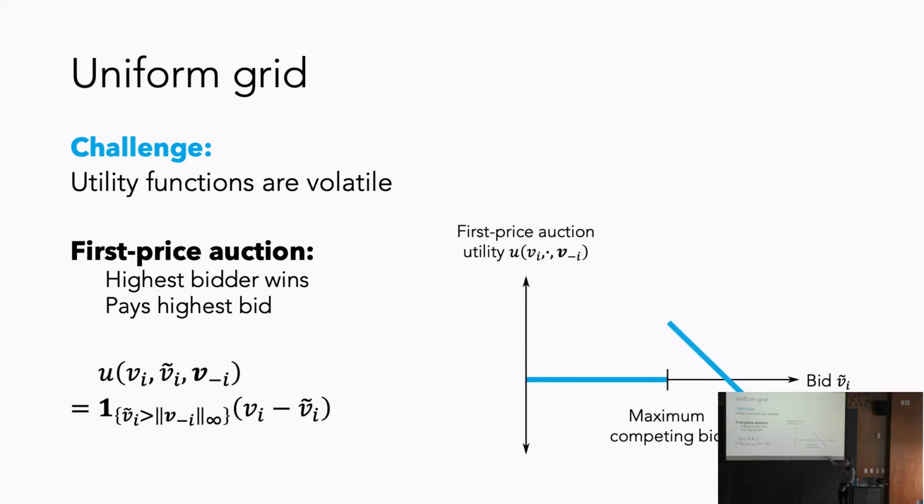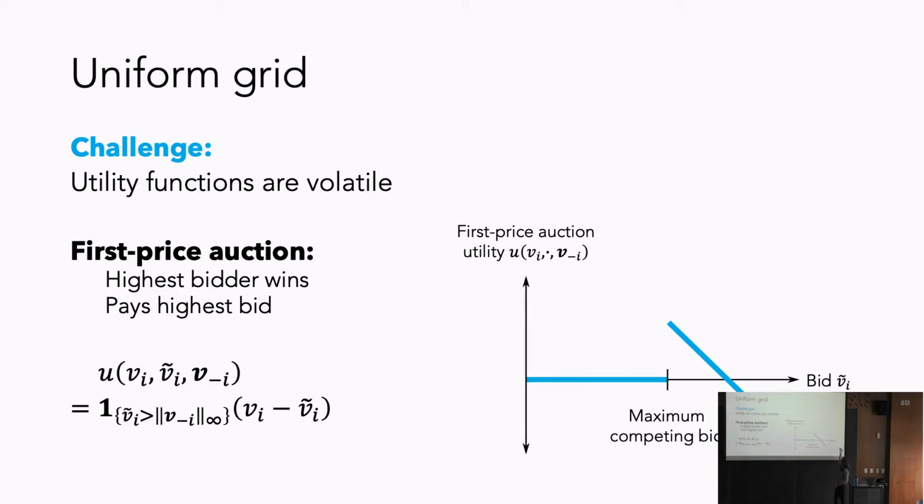And we can think of what the utility function looks like in this example. So here, I've got their bid, vi tilde, along the x-axis, and I'm plotting their utility for a fixed value vi and fixed values of the other bidders, v minus i. And let's say that the maximum competing bid, or the L infinity norm of v minus i, falls at this value. If the bidder's bid is smaller than this maximum competing bid, then they're not going to win the item, and they're not going to pay anything, so their utility is just going to be 0.